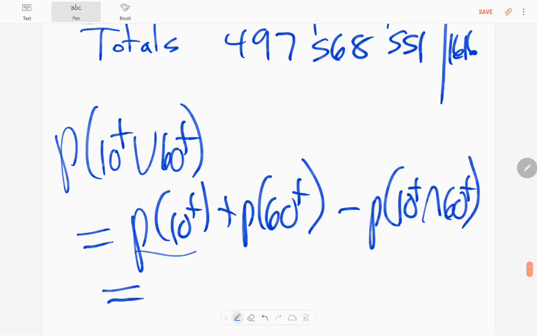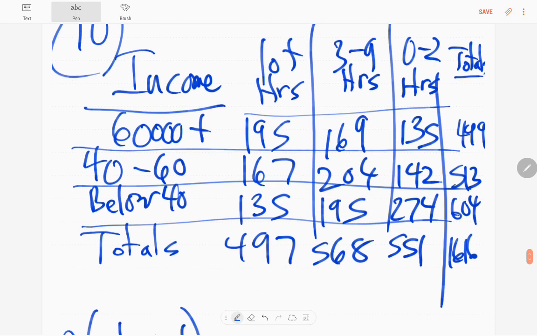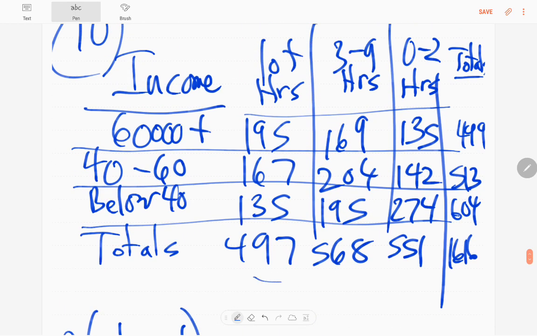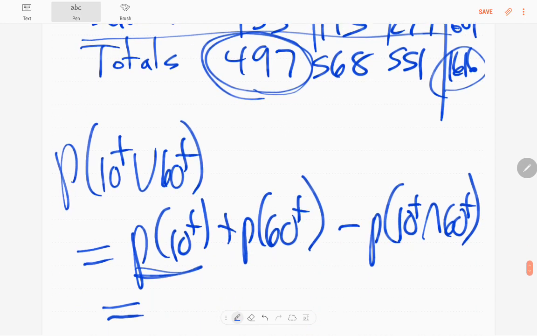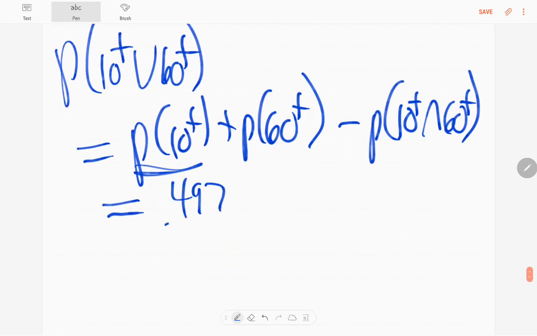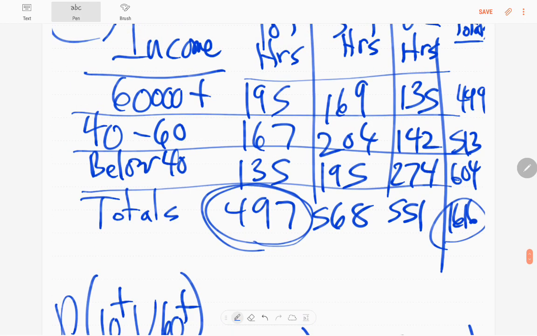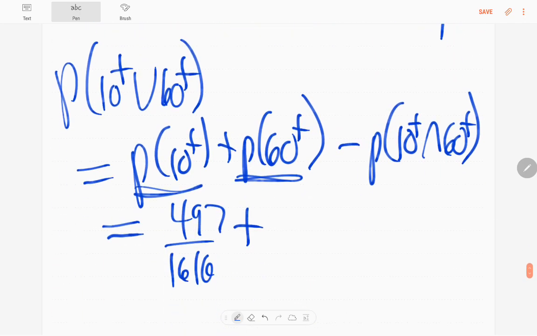So let's find the probability that they spend at least 10 hours per month shopping. Let's go back to the chart. Well, it sounds like the total number of people that do that is 497 out of 1616. Well, what is the probability that they make at least 60,000? Well, let's see. It sounds like 499 out of 1616 make that much money.